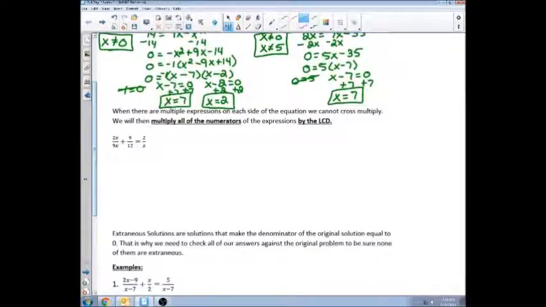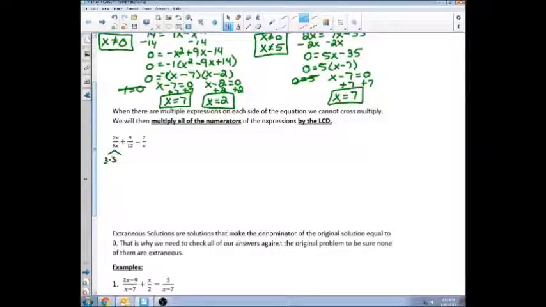Above, we saw that there was only one fraction on either side of the equal sign. Well, in this first example, I have two fractions on the left and one fraction on the right, which means I cannot cross multiply. So when there are multiple expressions on each side of the equation, we cannot cross multiply. We will then multiply all the numerators of the expressions by the LCD. So the first step to each one of these problems is I must find an LCD.